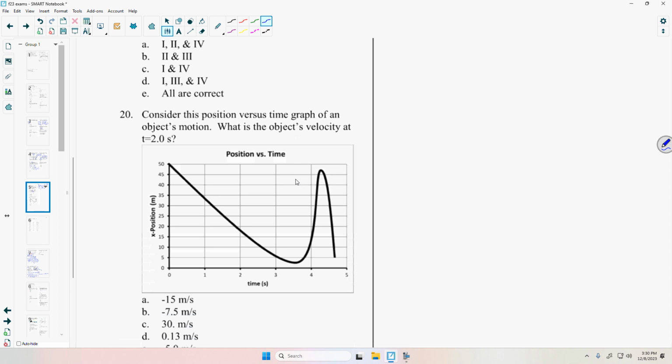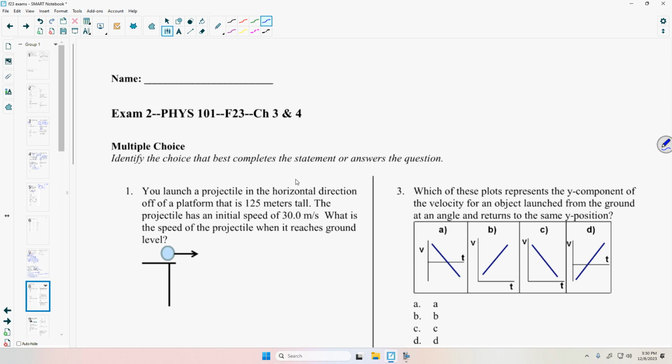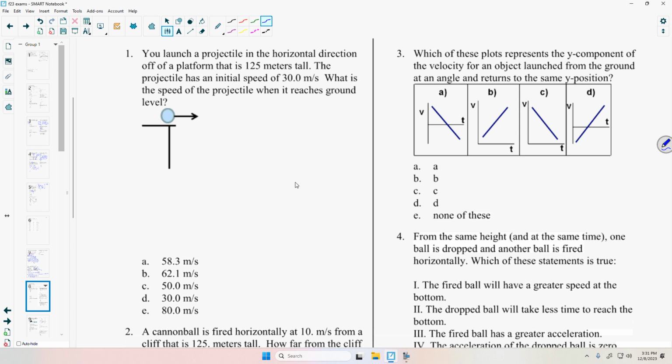Exam 1. Exam 2? No? 1? Pretty sure this one's on there. I don't think I asked what the speed of the projectile was. I think that I asked a simpler question. Let's do it anyway. It's still good to do.